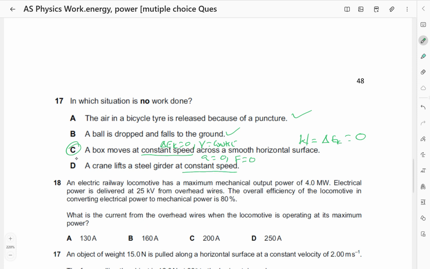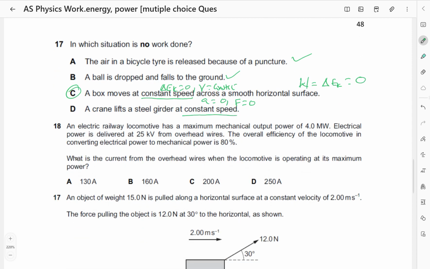So that means there is no change in kinetic energy. However, work is done against gravity, so there is a gain in potential energy. So it means there is work done here because of potential energy. But because in part C it was moving across a horizontal smooth surface, there is no gain in potential energy and no change in kinetic energy, so there is no work done there.